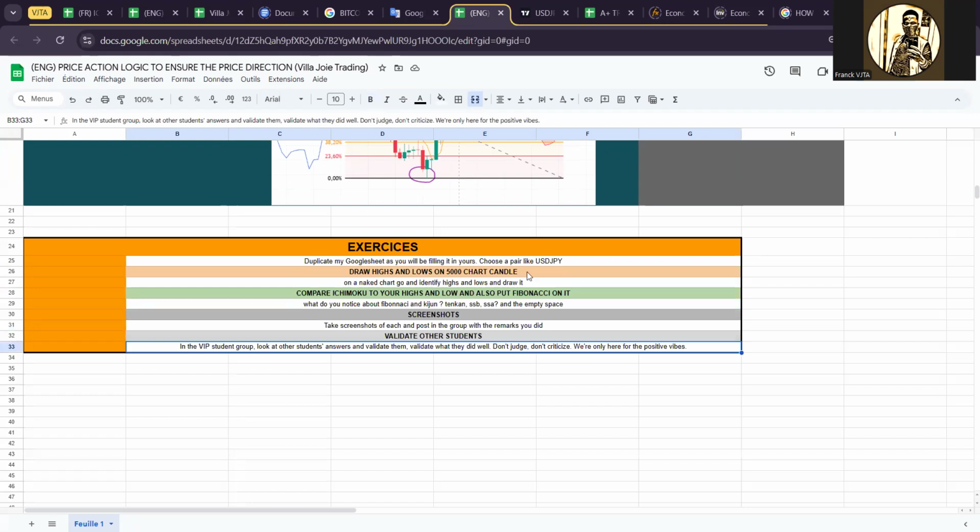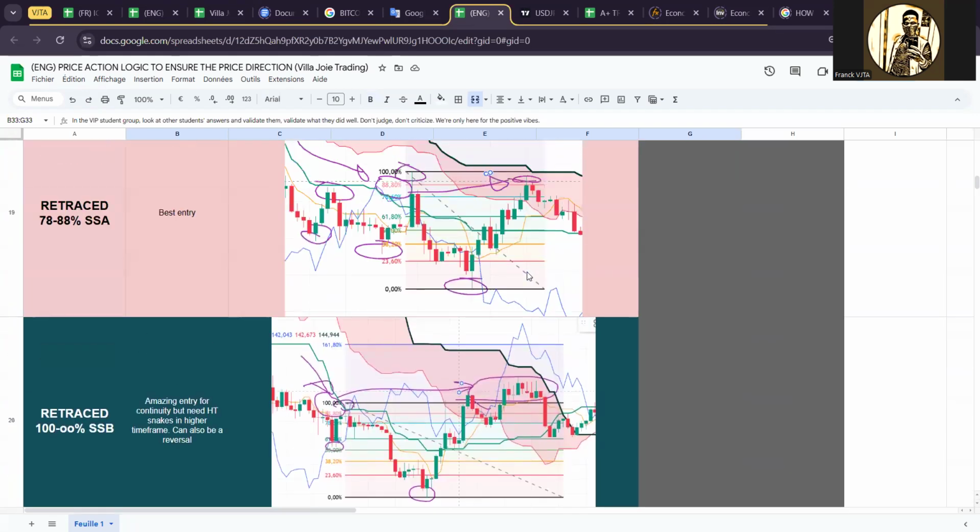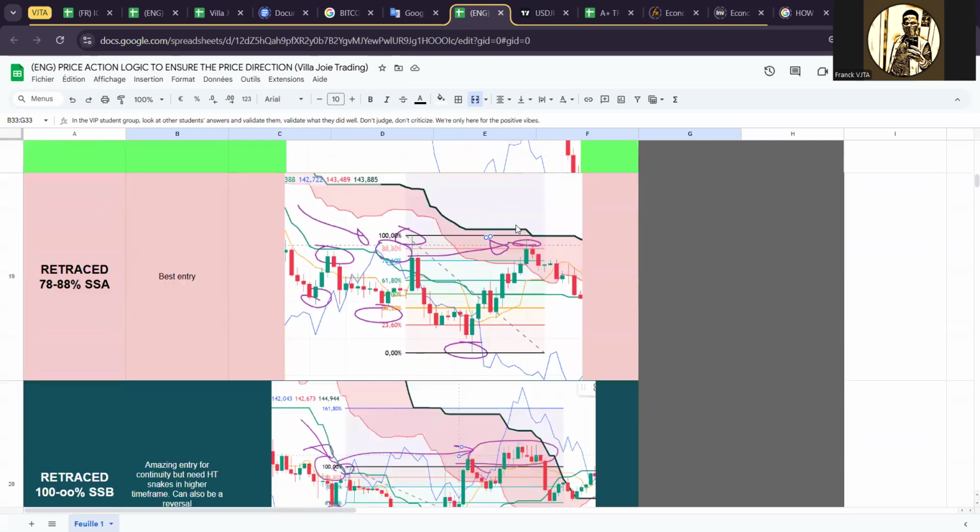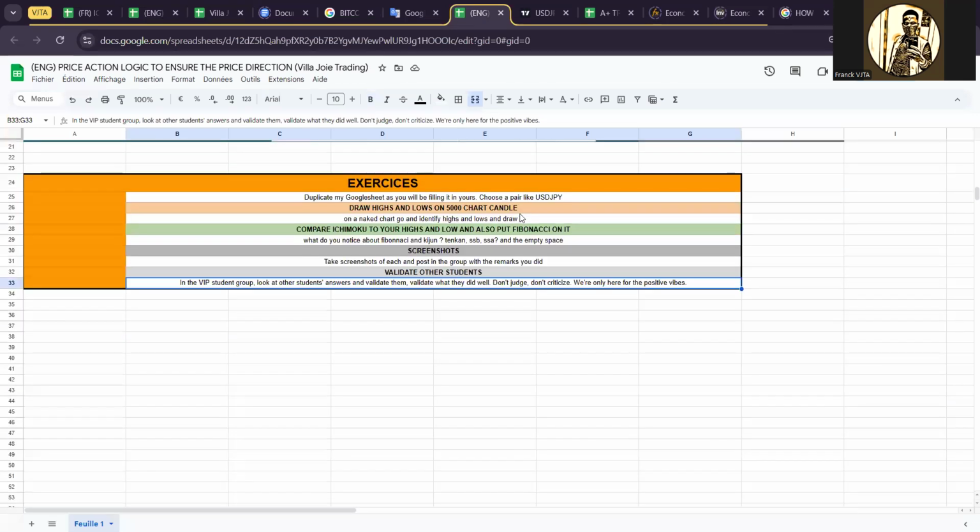So do the exercise that I just showed you. Take a screenshot, put Fibonacci, send it in the group. Keep the vibe positive for everyone. Don't judge, don't criticize. Make everybody feel comfortable talking to you in the group.